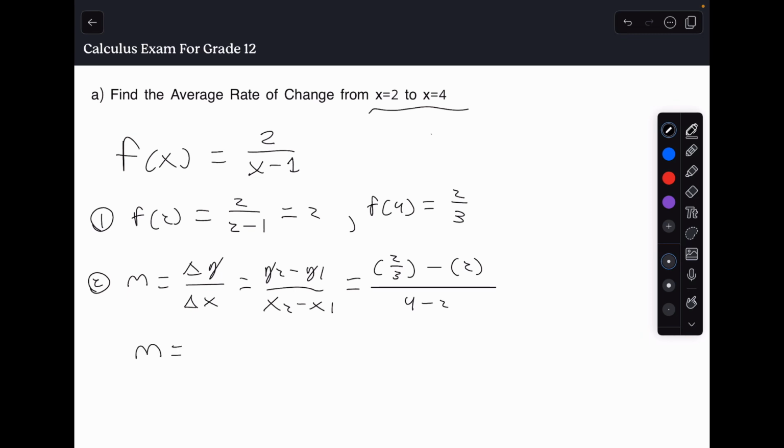And plugging that into your calculator, you should get negative 0.666666667, or if you do it in fraction, that's negative 2 over 3. All right, so that's the average rate of change, super easy, just y2 minus y1 over x2 minus x1.